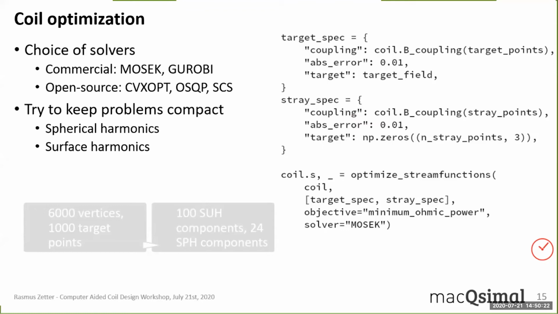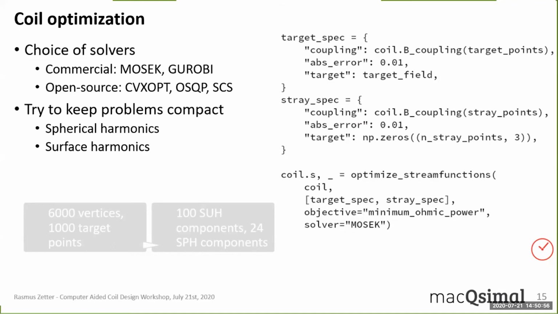So then we call this optimization function. We give it this coil object which holds the mesh and the inductance matrix and lots of handling things. We give it a list of specifications. Which objective do we want to use? In this case, we just specify a string, the minimum power, and say which solver we want to use. And this then returns the optimized S vector.